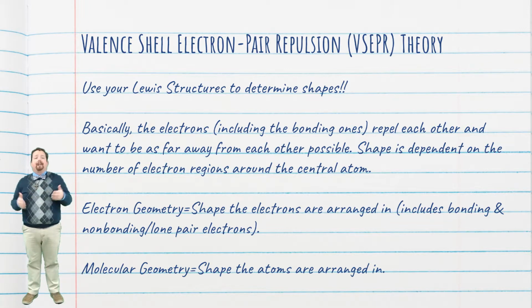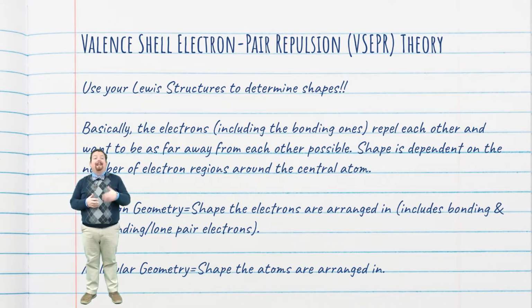After you've created your Lewis structure, you'll use the number of electron regions around the central atom in order to determine the electron geometry. The electron geometry tells us the shape the electrons are arranged in. This includes all electrons around the central atom. Based on how many of those electrons are bonding electrons or lone pairs, we can determine the shape the atoms are arranged in, or the molecular geometry.